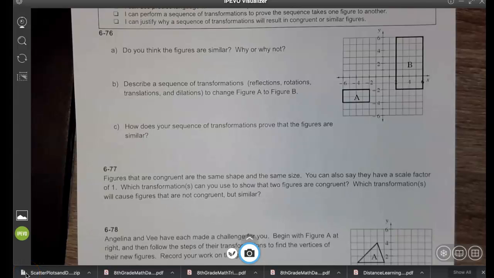Okay, so I'm going to combine lessons 6.2.4 and 6.2.5 just because I need to get you guys caught up with the rest of the class so everybody's ready to take the test this week.